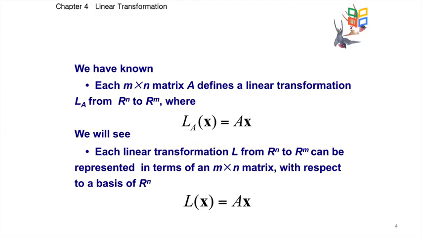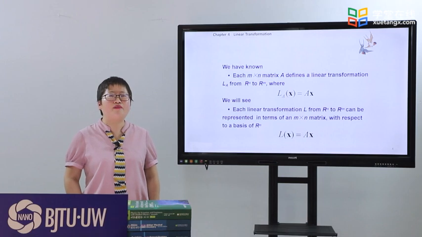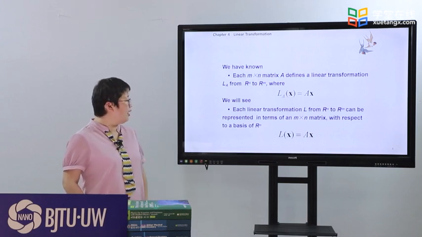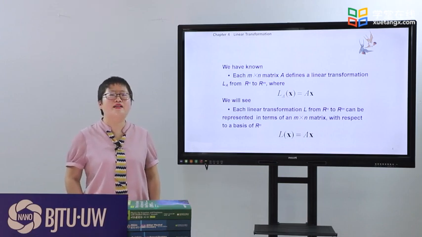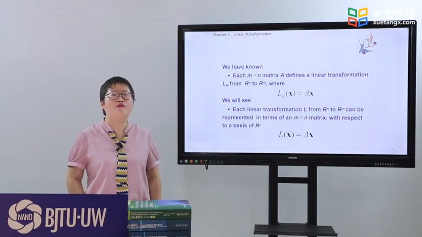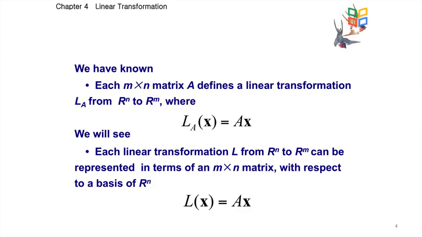We have known that each m-by-n matrix A defines a linear transformation LA from Rn to Rm, where LA(x) equals A times x. We will also see in this lecture that each linear transformation L from Rn to Rm can be represented in terms of a matrix with respect to a basis of Rn. So L(x) equals A times x.